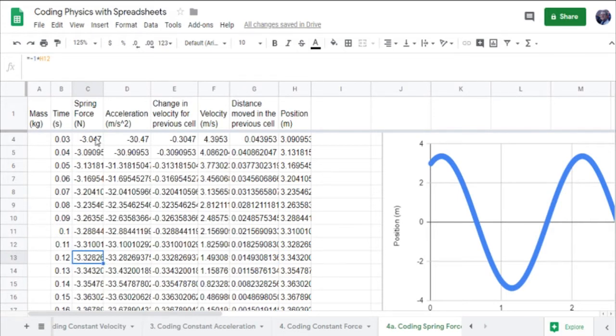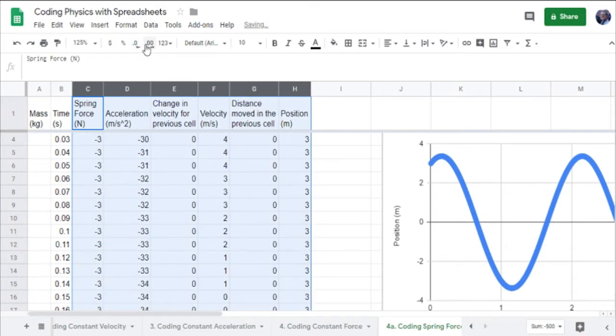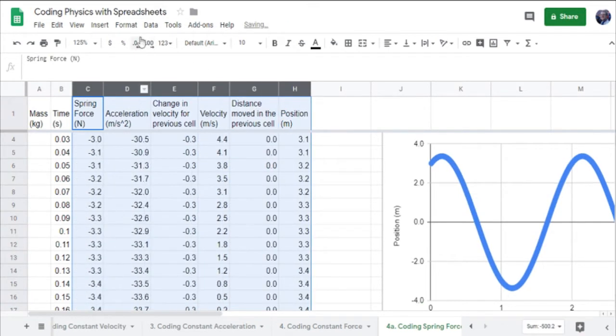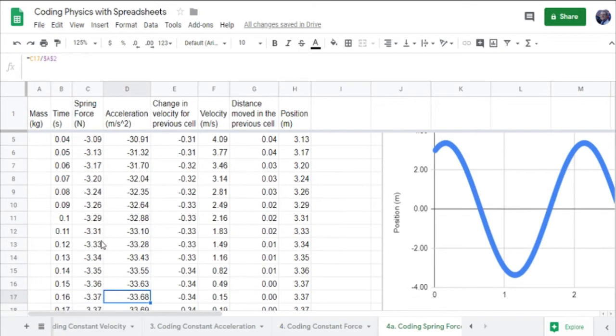A strong force. Let's decrease these decimal places to make them easier to read. There we go. 2 decimal places ought to be fine. There we go. All right. So, like I said, when you've got a really strong force pulling in the negative direction, what does that mean? It means you're going to have a very strong acceleration. A strong acceleration means there's going to be a powerful change in the velocity, a significant change in the velocity.